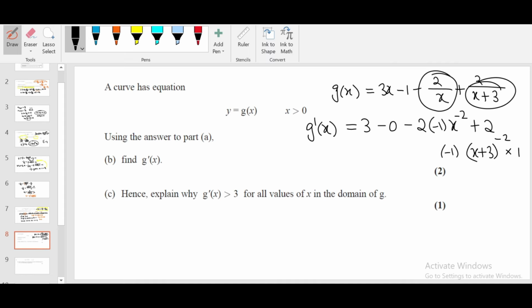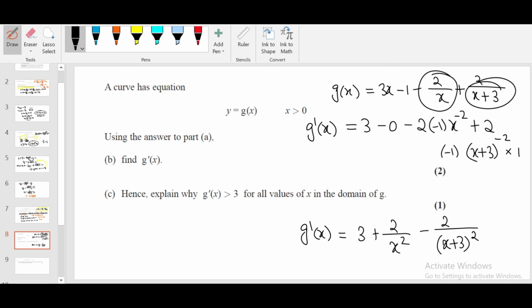So I'm going to tidy this up a little bit. g dash of x is equal to 3 minus 2 times minus 1 plus 2 over x squared and then minus 2 over x plus 3 whole squared.